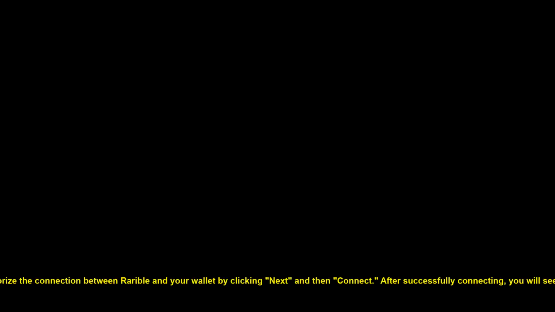A list of wallet options will appear on the screen. Choose your preferred wallet from the list, such as MetaMask, Coinbase Wallet, or Wallet Connect. If you select MetaMask, a pop-up will appear prompting you to log in to your MetaMask account. Enter your MetaMask password and click Unlock. Authorize the connection between Rarible and your wallet by clicking Next and then Connect.